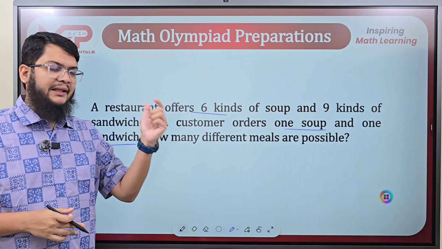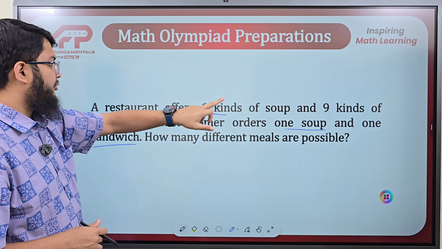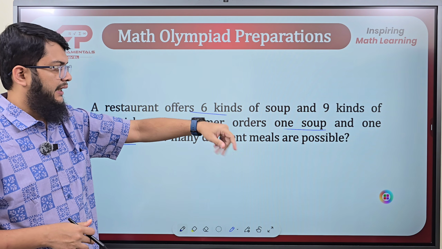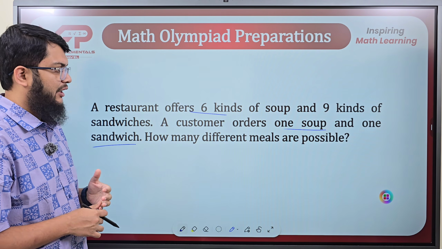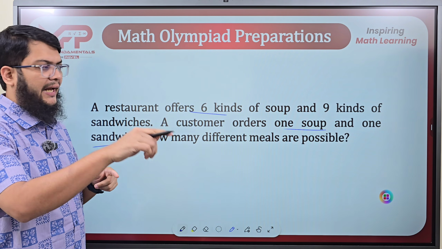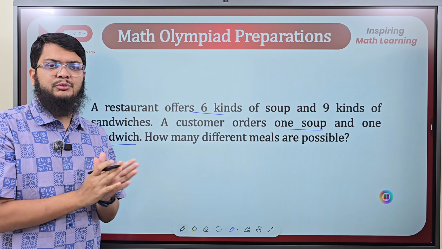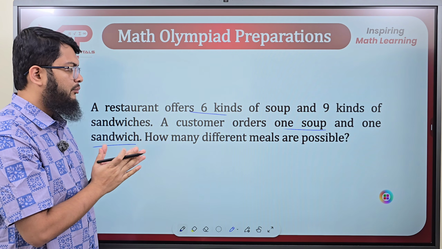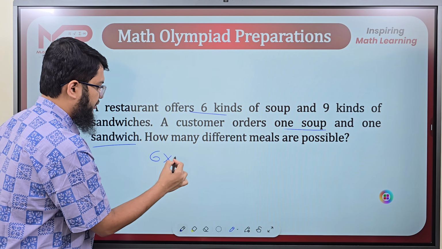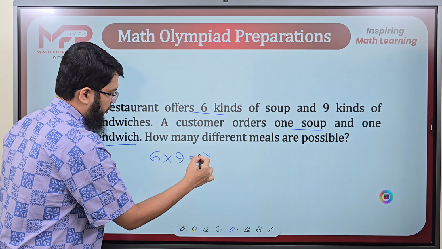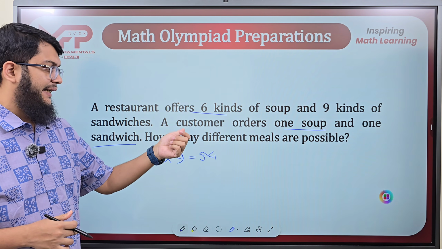So if you label them as S1, S2 all the way up to S6, and if you label the sandwiches, suppose you write SD for sandwich, so SD1, SD2, SD3 all the way up to SD9, then you see how many different possible arrangements you can form. You can form 6 multiplied by 9, that is 54 different arrangements. So in how many ways can the customer have his meal?